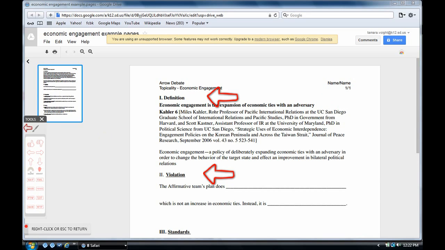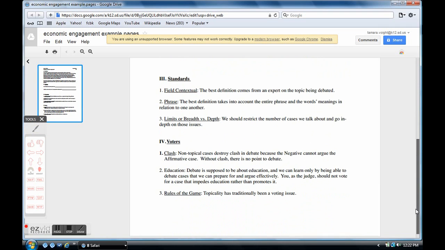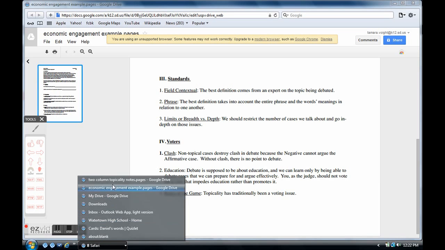The definition is always a term in the resolution. Then there are the standards part of a topicality, as well as the voter. So if you're negative and you're going to run a topicality, those are the four main sections that you need. Now we're going to look at the negative topicality notes. That's the 2-column notes on topicality that look like this.